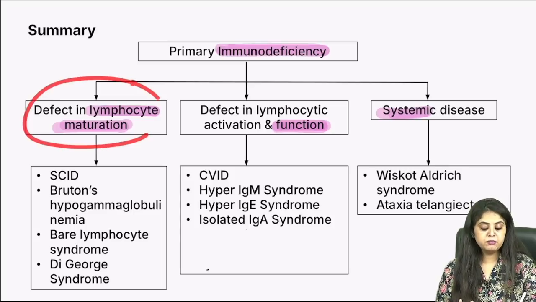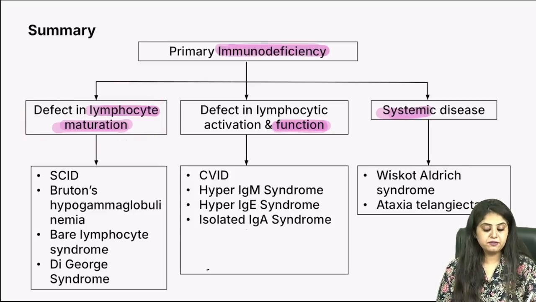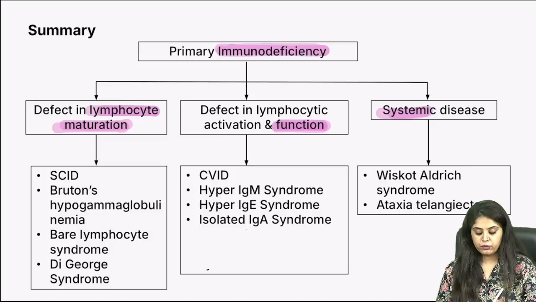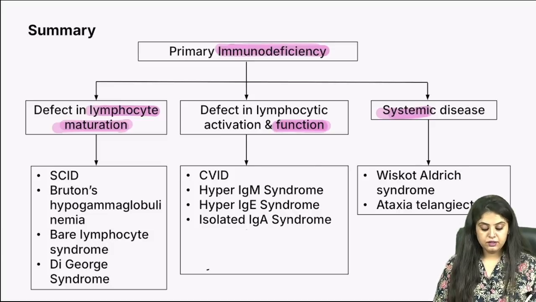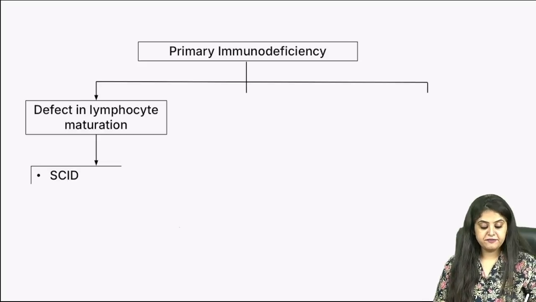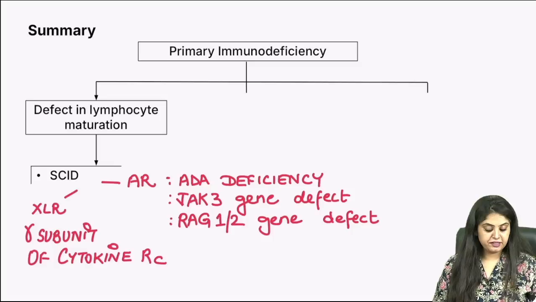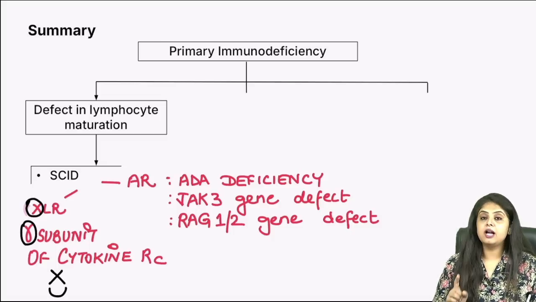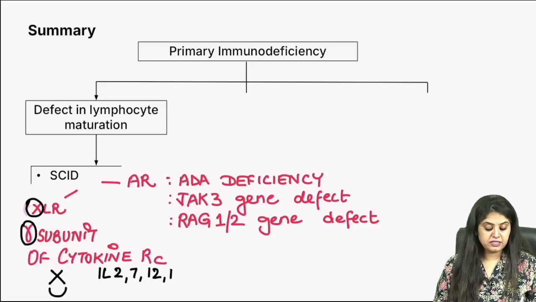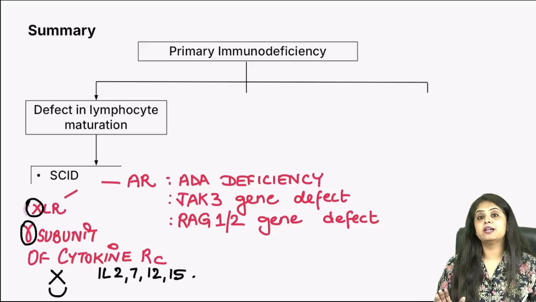When I talk about problems which are coming in lymphocyte maturation, the first one is SCID. So yes, we are going to do the genetic defects of each one of these now. That's why I said 10 minutes. So when I say SCID, the genetic defect depends on the inheritance. If it is X-linked recessive inheritance, then that is most likely because of the gamma subunit of the cytokine receptors not working. This means interleukin 2, 7, 12, 15, many of these are eventually going to get impacted.